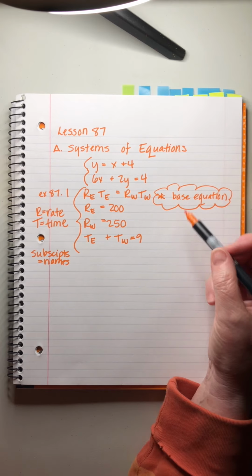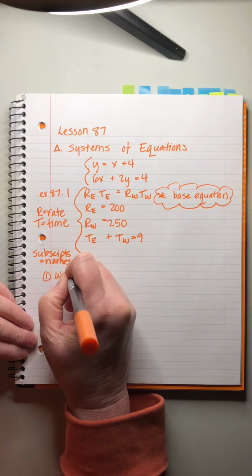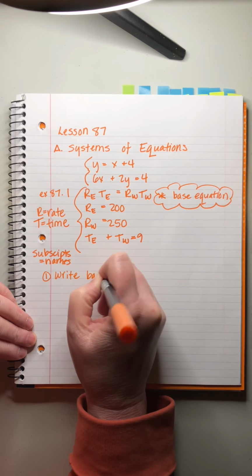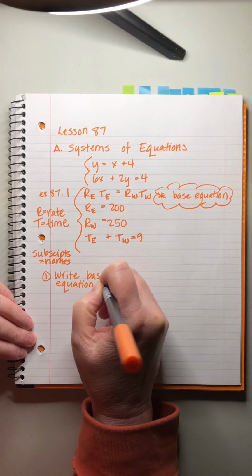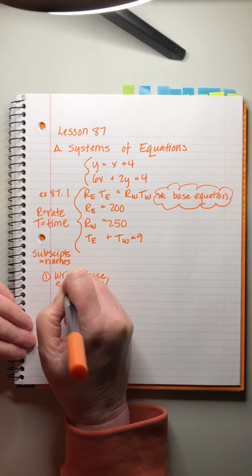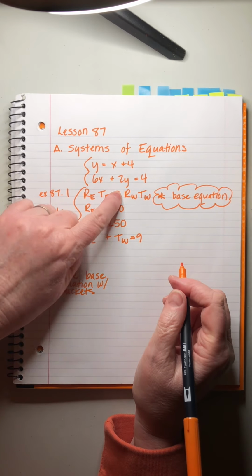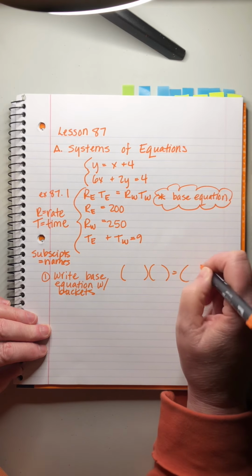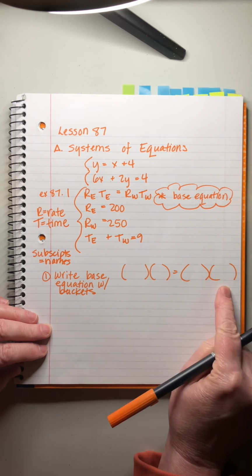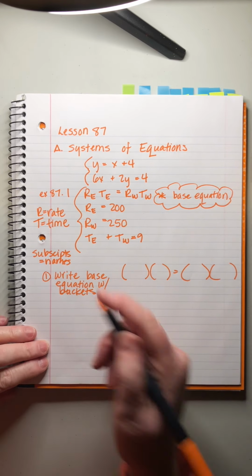All right? So the first thing that we do, step 1, is we write the base equation with buckets. Are you ready? Okay, so it's this times this equals that times that. So make the buckets big because one of the things that we're going to pour into them is going to be big. Okay, did that.